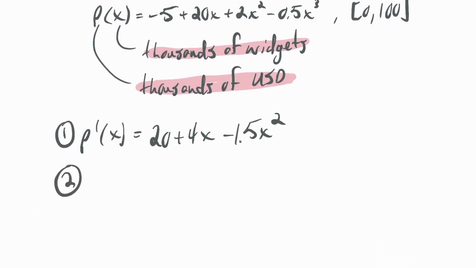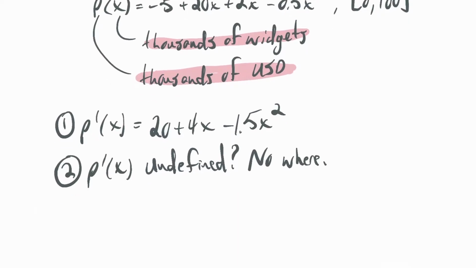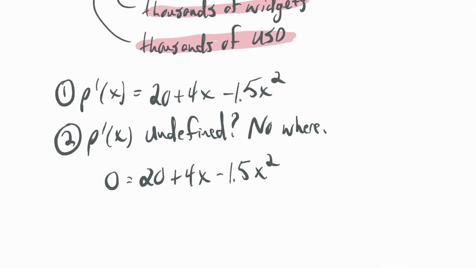So step two, I want to look for where this is undefined, which we've kind of already addressed to some degree. Because I said a moment ago, the domain of any polynomial is all real numbers. Well, this is a polynomial, so the domain is all real numbers. So nowhere. Okay, so now I'm going to look for where the derivative equals 0. So now I need to solve this equation.